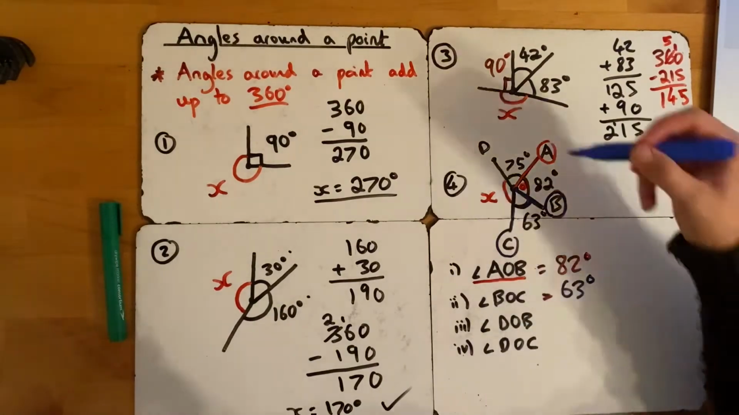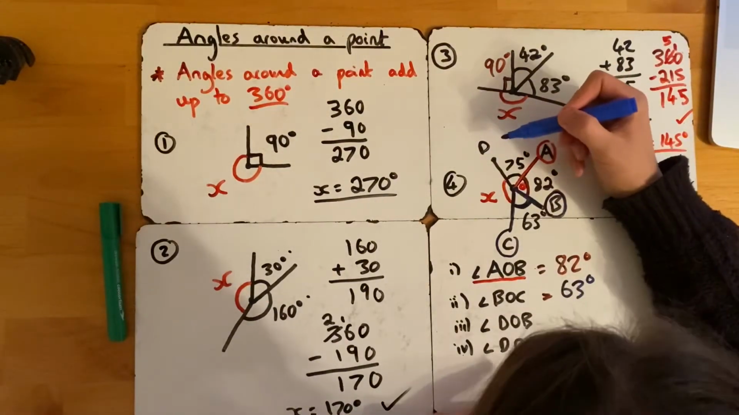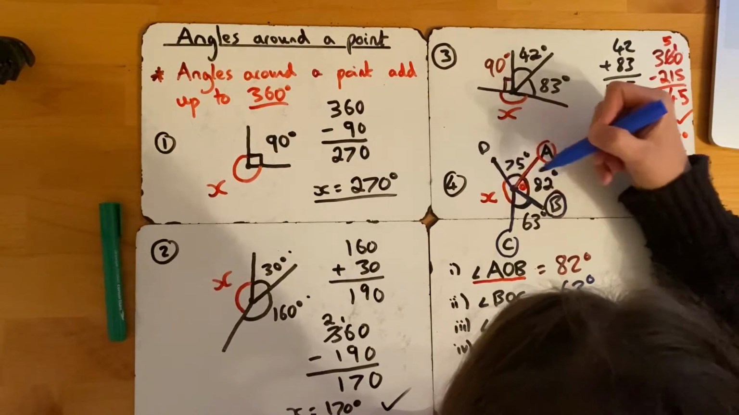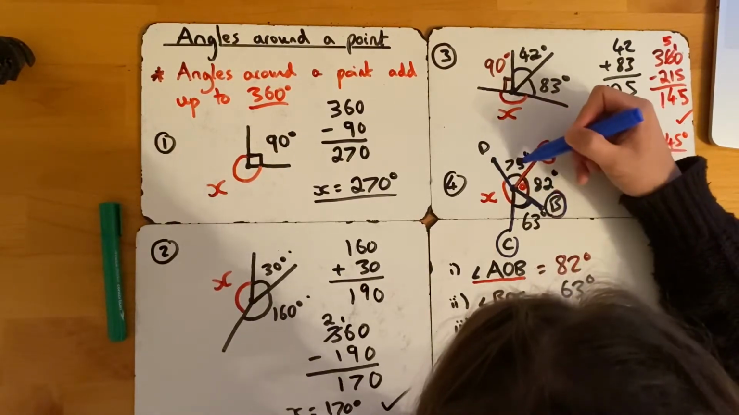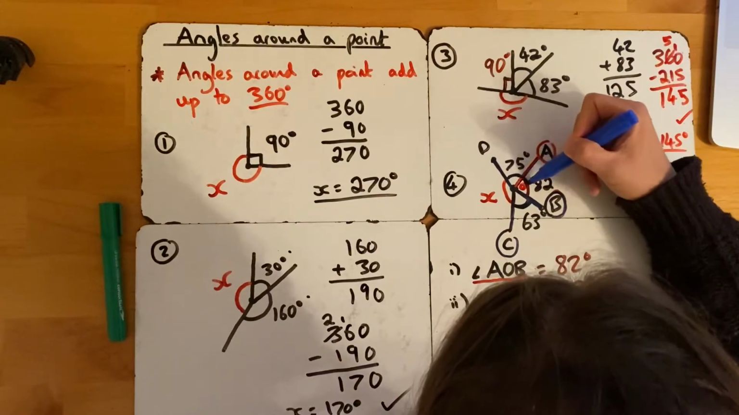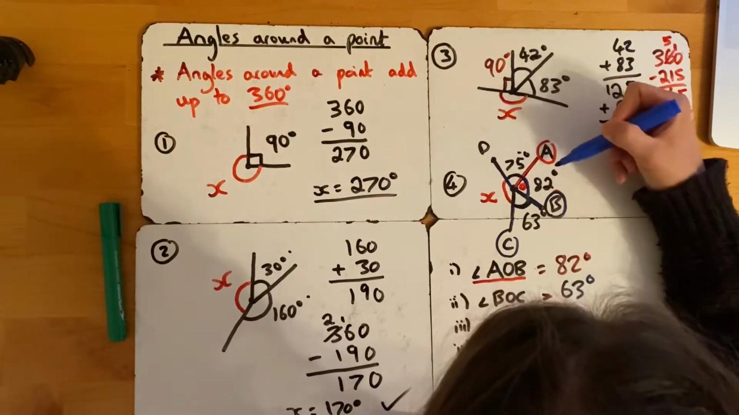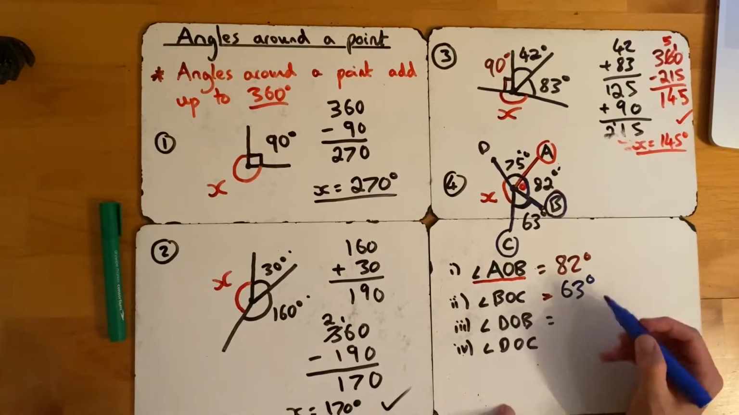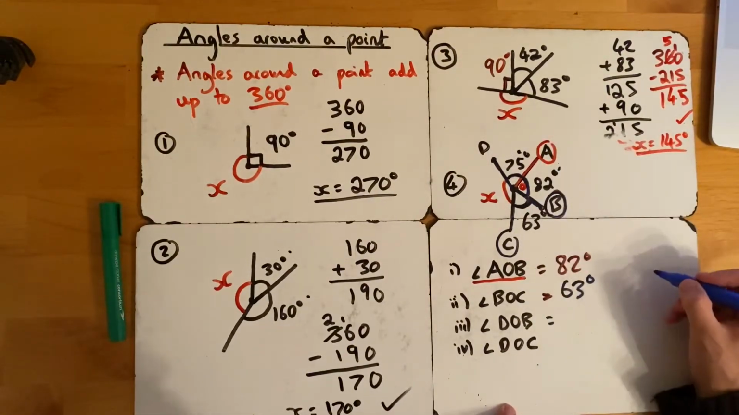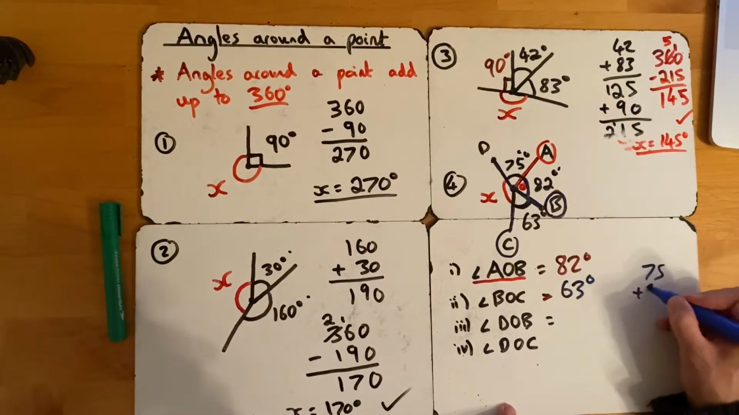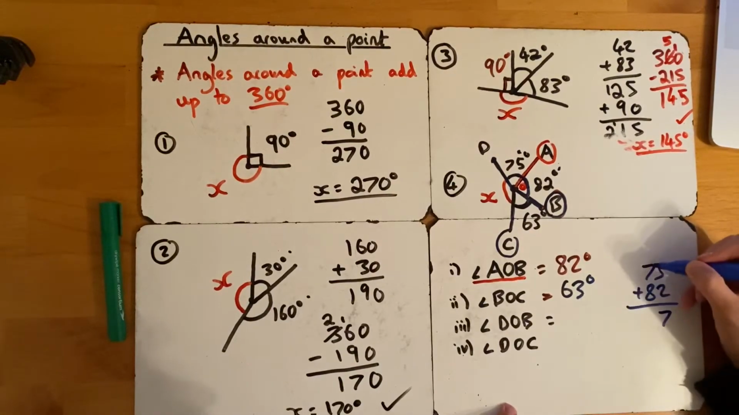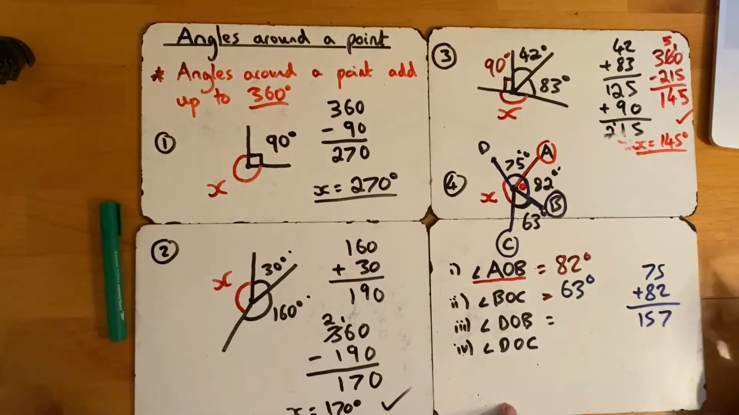Okay, D to O to B. Now, D is this one here, O is the middle, and B is here. So actually, it's this whole big angle here. So you're adding these two. So it's going to be 75 plus 82. Okay, 5 plus 2 is 7. 8 plus 7 is 15. So it's 157.